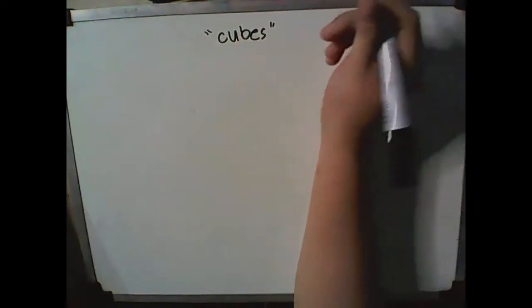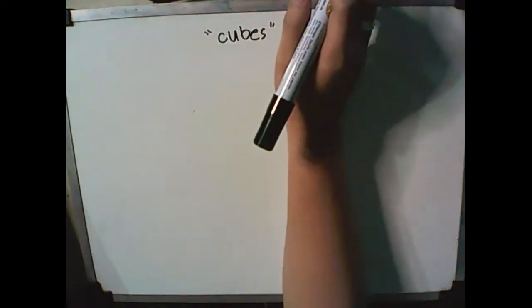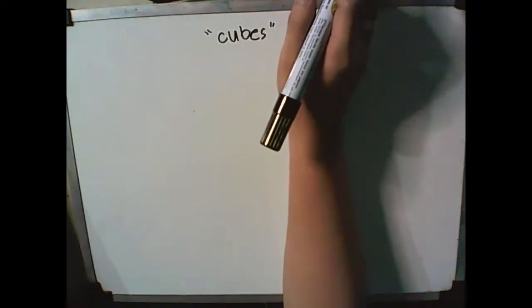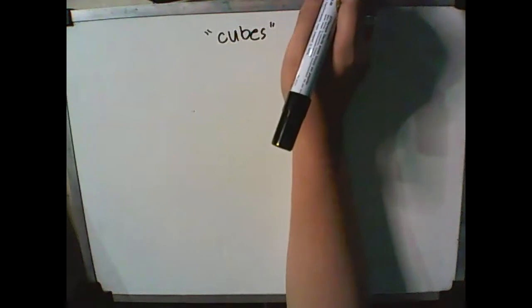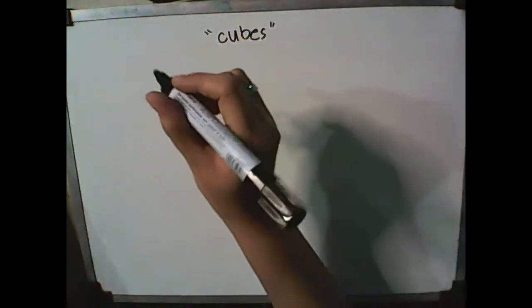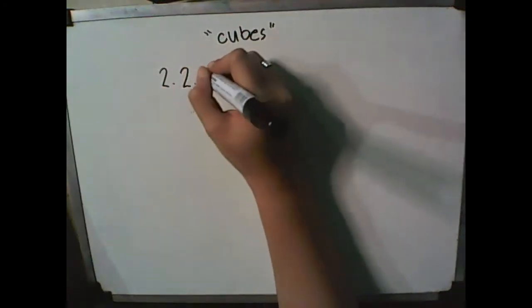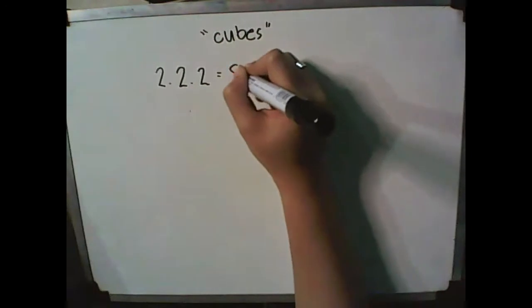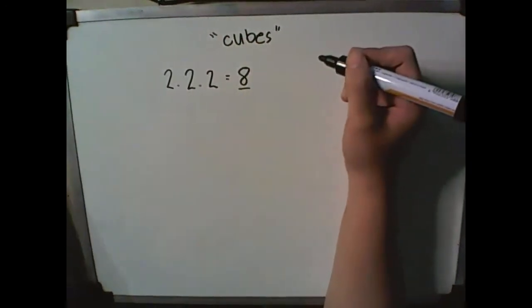So, what is a perfect cube? A perfect cube is a number that you multiply 3 times by itself. So, si perfect cube daw ay kapag minultiply natin ang number by itself in 3 times, that is called a perfect cube. For example, 2. 2 times 2 times 2 is equal to 8. So, 8 is a perfect cube.